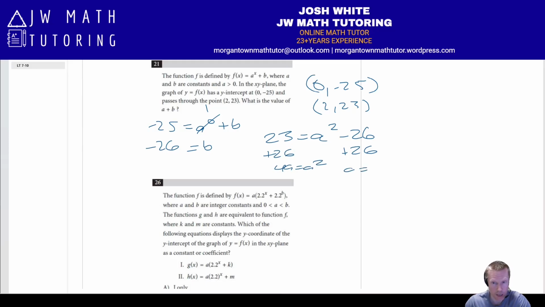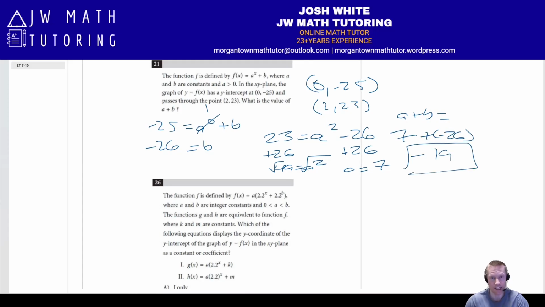49 equals a squared. A equals the square root of it. Notice it tells us a is positive, or greater than 0. That means it's only going to be positive 7. We can ignore the negative 7. So a plus b equals 7 plus negative 26. The correct answer is negative 19.